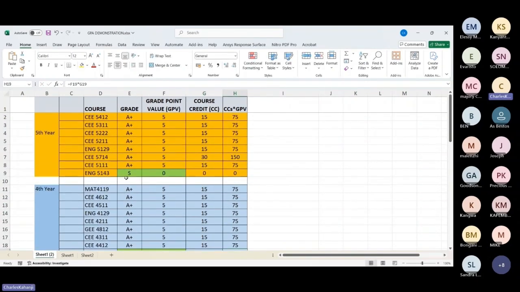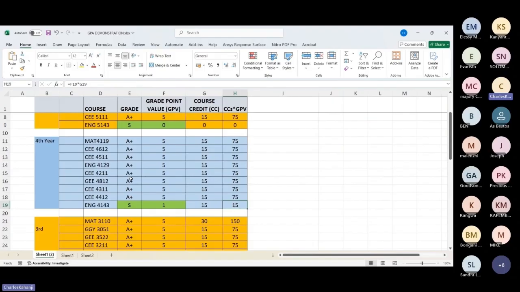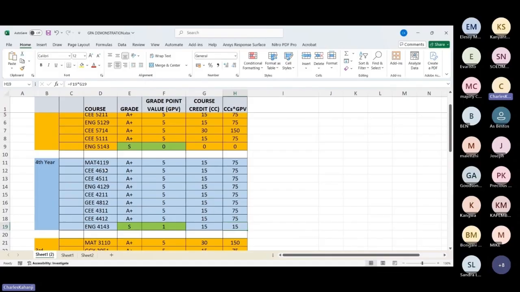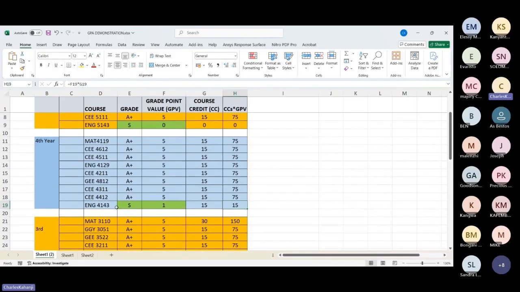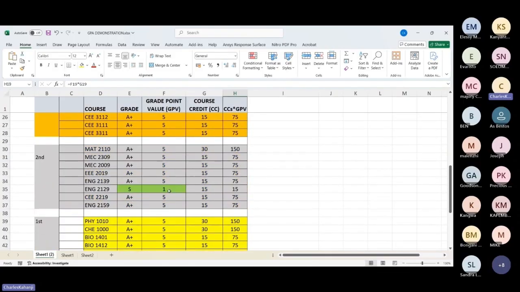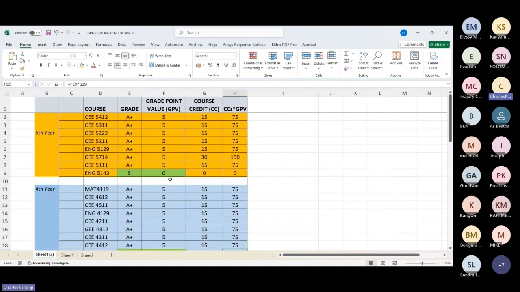Then fifth year, because we've got 3 courses with a grade of S: the 2 industrial training, 1 in fifth year, 1 in fourth year, and your second year course, ENG 2129. I hope I haven't swapped you. I was confused between 2139 and 2129. I hope I've tabulated them correctly. I hope the 2129 is the one that is non-examinable. So this is what happened. You see how the GPA was going to change.